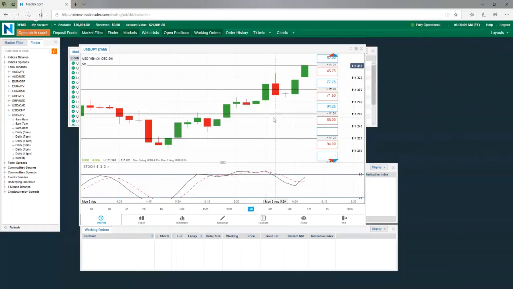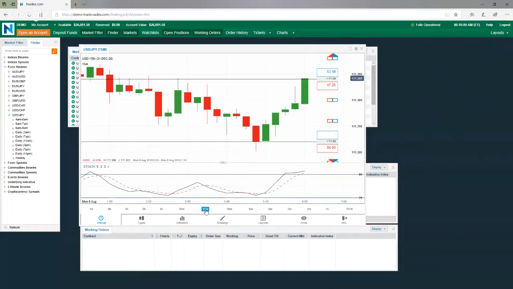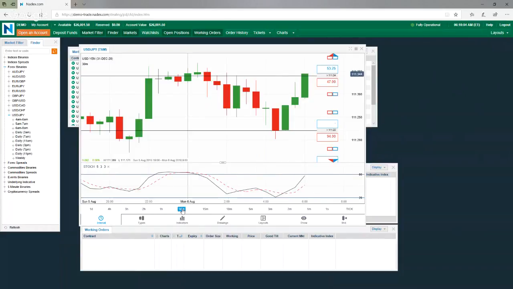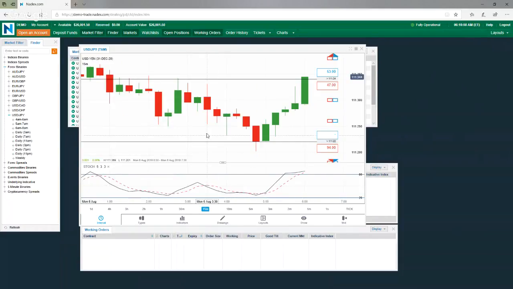Now, Nadex does make it very easy for you to switch the time frames. You can go from a 5 to a 15 with just a single click, or even to a 30-minute. I do use multi-charts, because I usually trade anywhere between 8 to 10 currencies at a time.